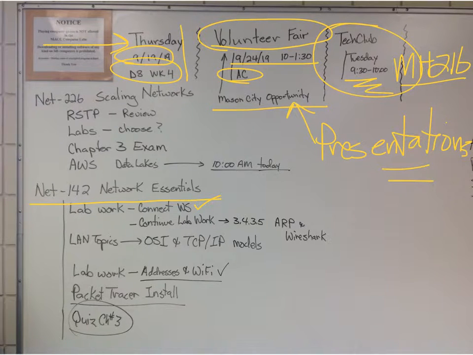We connected our workstations, and we spent quite a bit of time on the ARP and Wireshark lab. Addresses and Wi-Fi, we didn't get to that, so we're going to look at Wi-Fi at the beginning on Tuesday. We also didn't get to the Packet Tracer install, so we'll also look at that on Tuesday.